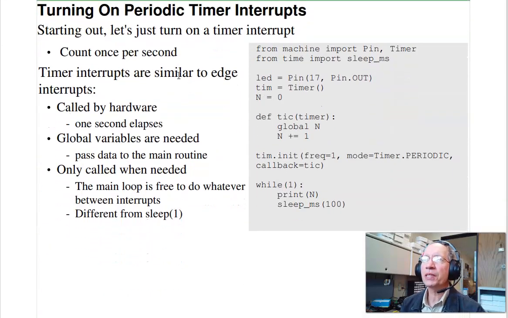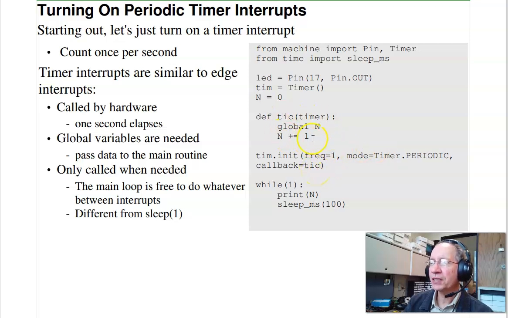So let's start out with the most basic timer interrupt. Suppose I want it to interrupt every 1 second. Well, the way I do that is use the timer initialize. In this case, I'm going to include the timer function for machine. I'm going to define it to be every 1 second. I'm going to trigger the interrupt. It's going to happen over and over again. That is periodic. And when it happens, I'll call the subroutine tick.